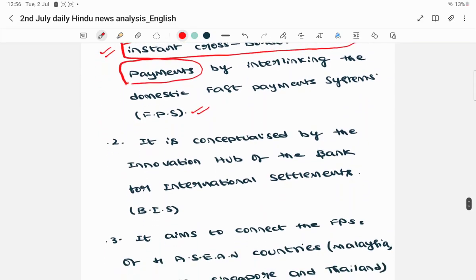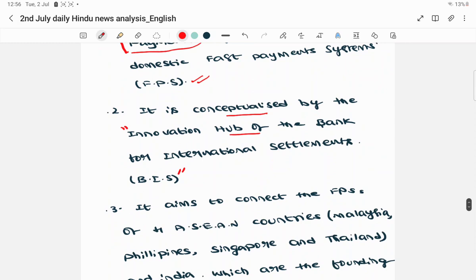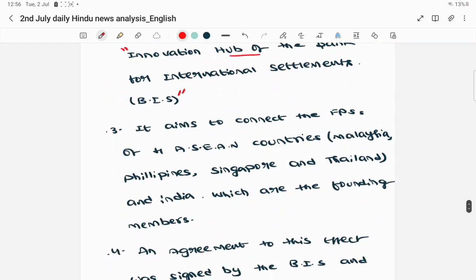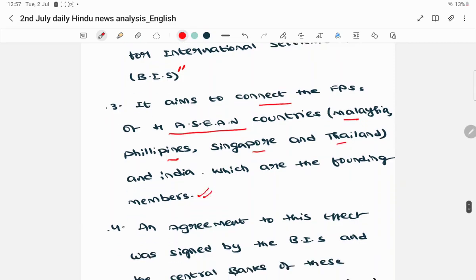And who started this project? It was conceptualized by the innovation hub of the Bank for International Settlements. We have BIS, right? Bank for International Settlements. And what is the main objective? The main objective is to connect the FPS of the 4 ASEAN countries, Malaysia, Philippines, Singapore and Thailand, with India, which are the founding members.